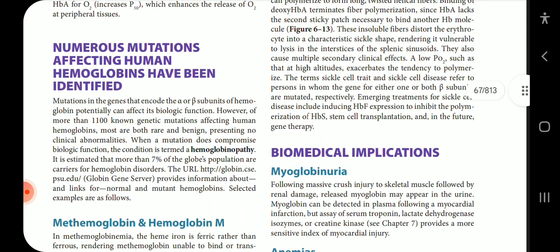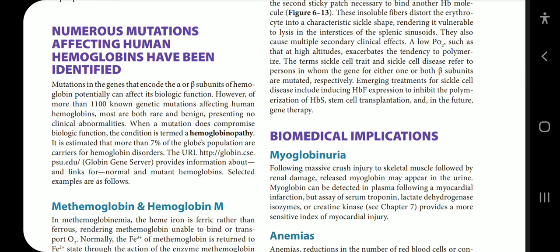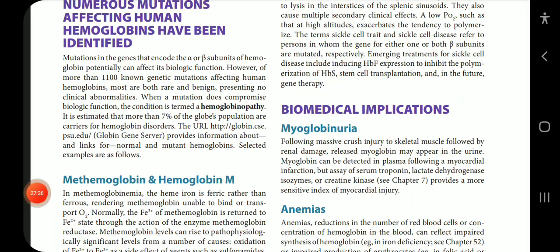Numerous mutations affecting human hemoglobins have been identified. Mutations in the genes that encode the alpha or beta subunits of hemoglobin potentially can affect its biologic functions. However, of more than 1,100 known genetic mutations affecting human hemoglobins, most are both rare and benign, presenting no clinical abnormalities. When a mutation does compromise biological function, the condition is termed hemoglobinopathy. It is estimated that more than 7% of the globe's population are carriers for hemoglobin disorders.